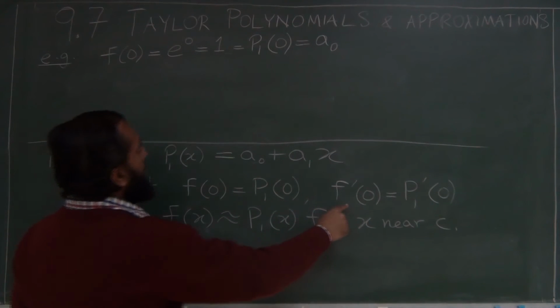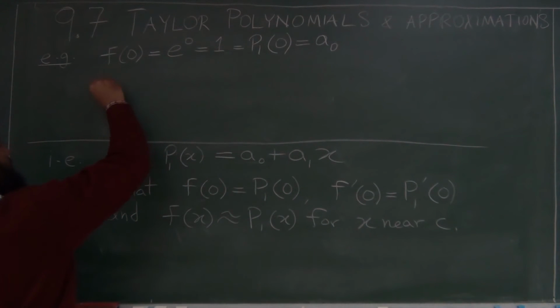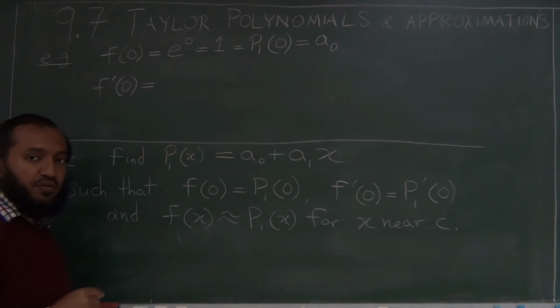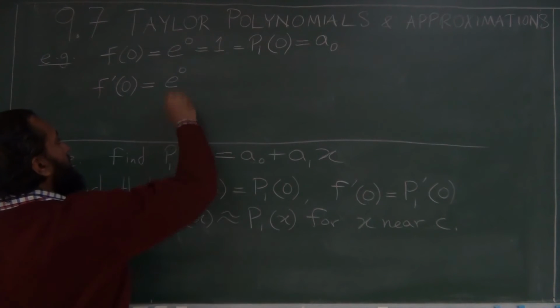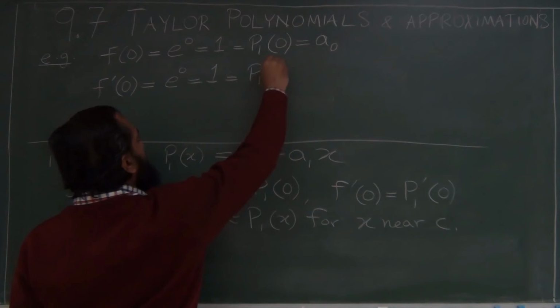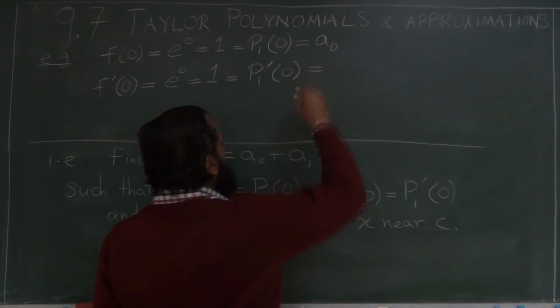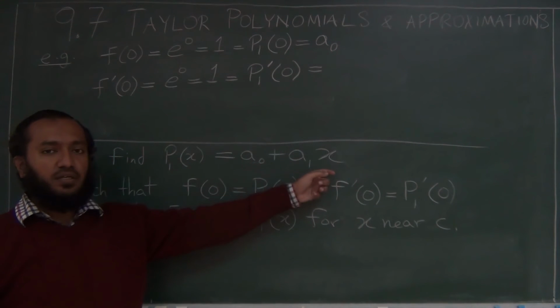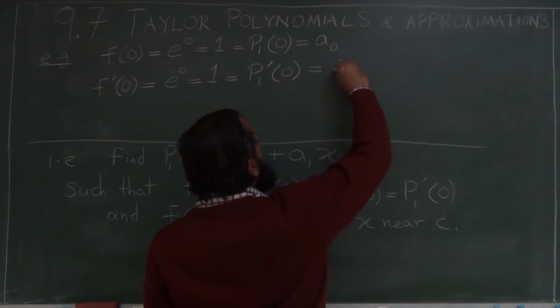Similarly, if I incorporate this other condition, that the derivatives are equal at 0, f prime of 0, right? f prime of e to the x is e to the x again, right? So here's again e to the 0, which equals 1, which equals p1 prime of 0. Now how much is p1 prime of 0? The derivative of this function is a1, okay? So it's a1.